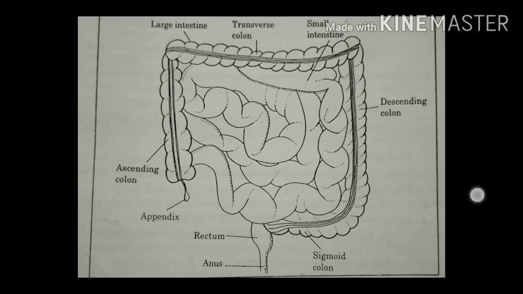Hi students, today we will discuss inflammatory bowel disease. Before going to that, let's see a small diagram of the intestine. Here we can see, starting from the large intestine, the small intestine. We can call this the transverse colon, descending colon, and ascending colon. This is the appendix, rectum, anus, and sigmoid colon.